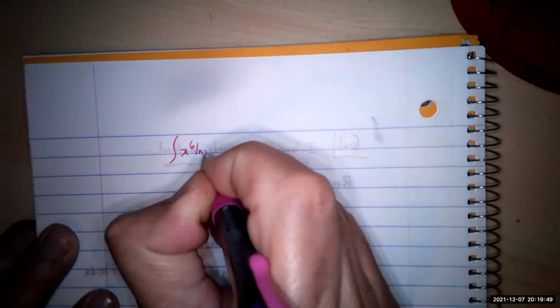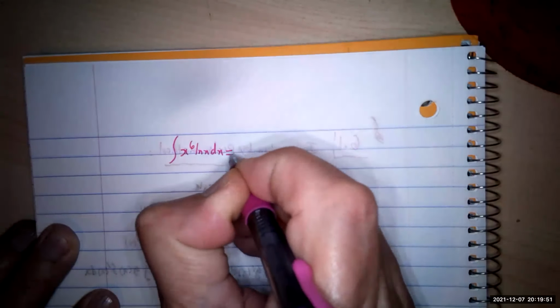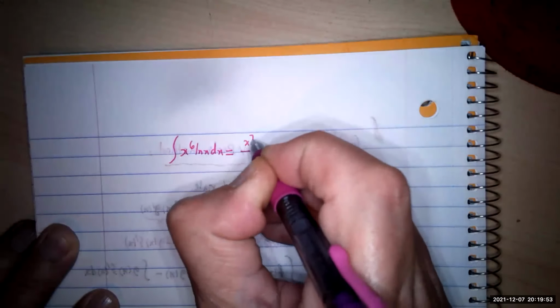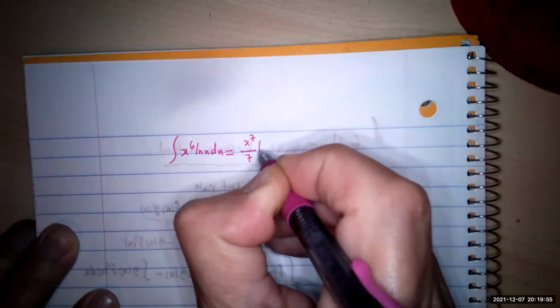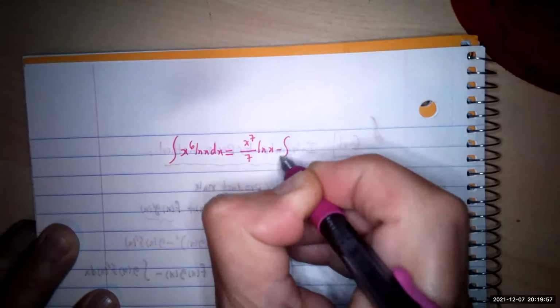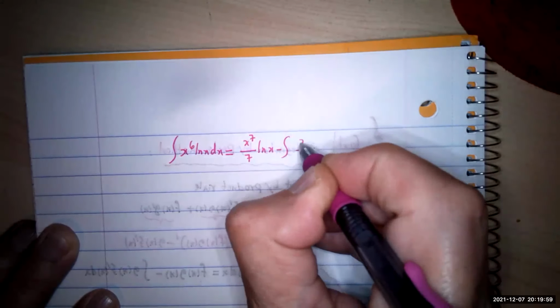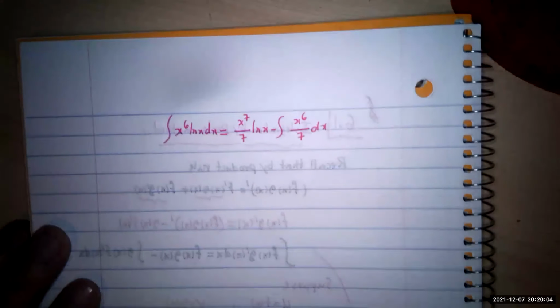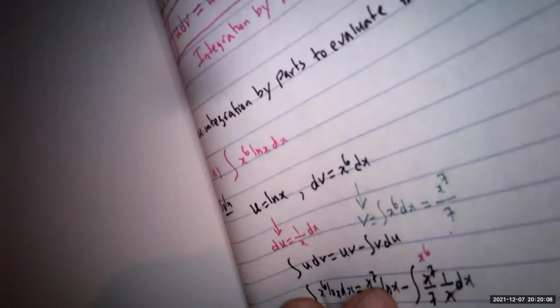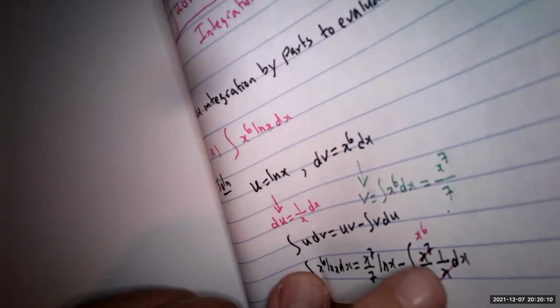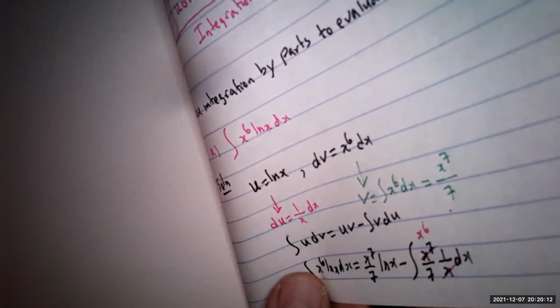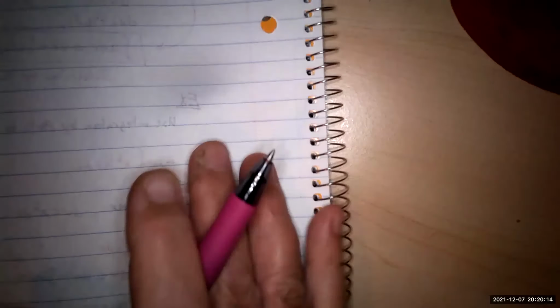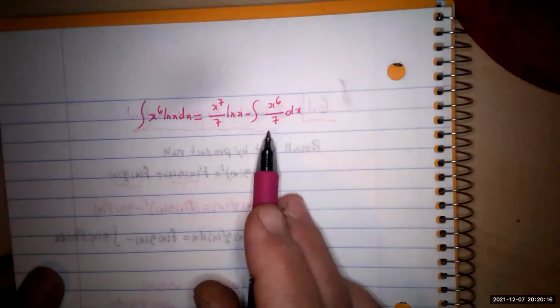You have the integral of x to the 6 ln x dx. You rewrite it as x to the 7 over 7 ln x minus, when you simplify it, that gives you x to the 6 over 7 dx. See, when we simplify, always this x, the power would go down all the time. x to the 6 over 7. Now you find this integral. It's very easy to find.